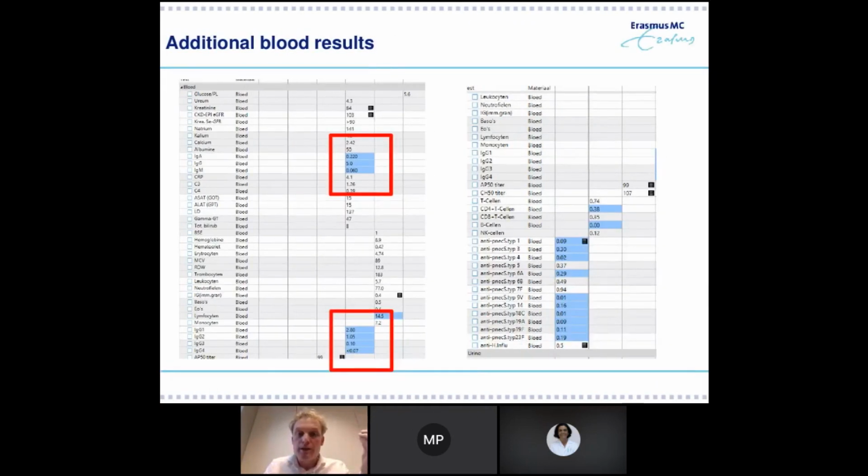Looking at more analysis of his levels, you see low levels of IgG in the upper red box, low levels of IgA, low levels of IgM. Going to the box below, all IgG subclasses were low. Going to the bar to the right, you see a disturbed response after immunization. So the first column on the right shows you that there are low levels of specific antibodies against Pneumococcus, Streptococcus pneumoniae.